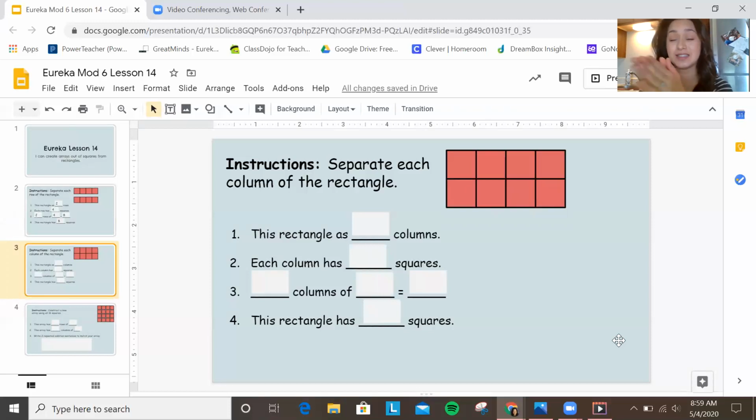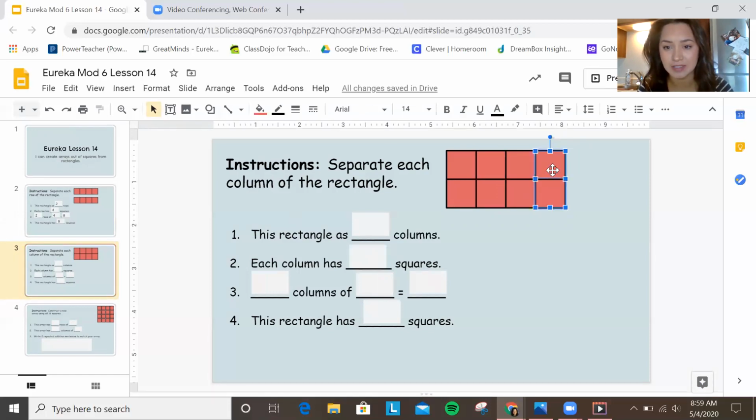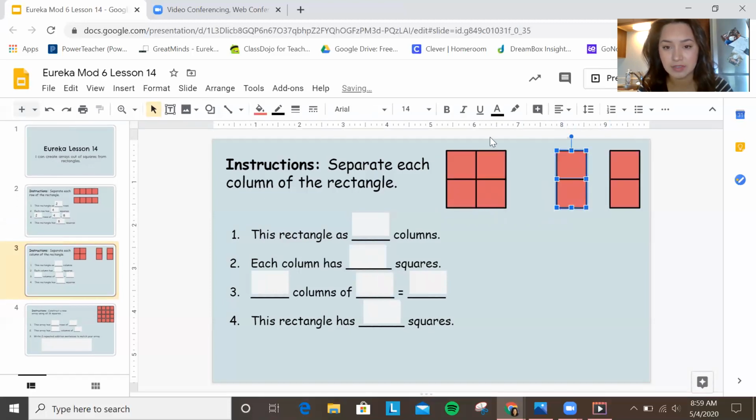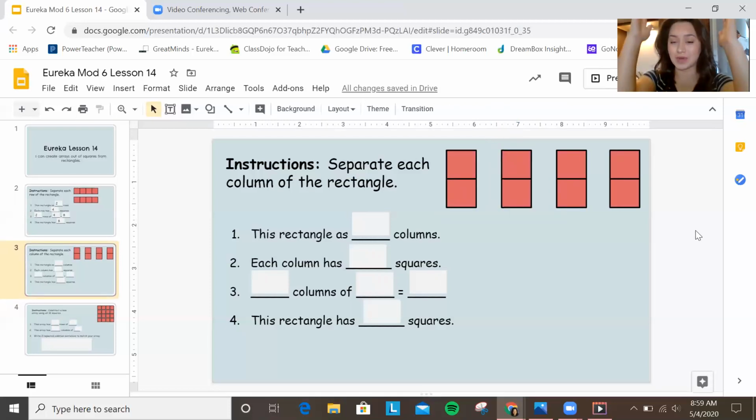Now, this rectangle is the same as the first one, but we're going to separate it differently. All right. Instructions. Separate each column of the rectangle. Which way do columns go? Good. Up and down. Rows go side to side. Columns are up and down. So I'm going to go ahead and separate these just by dragging them over by their columns. There's a column, there's a column, and there's a column. Good. I separated them going up and down, so now I have columns.